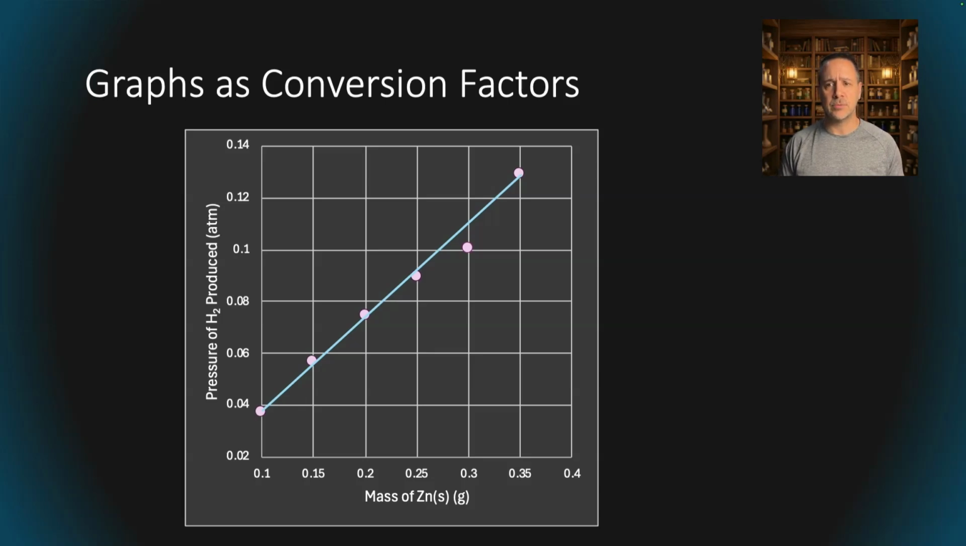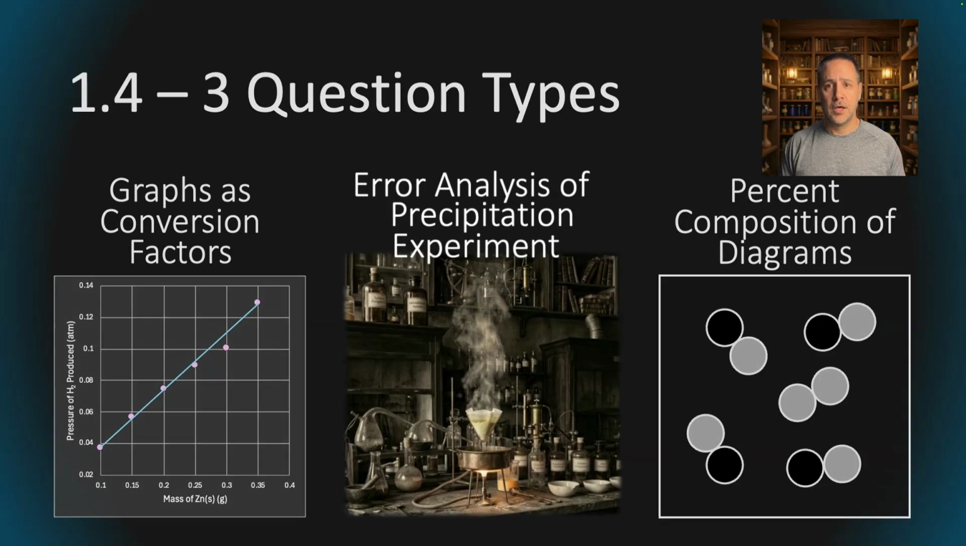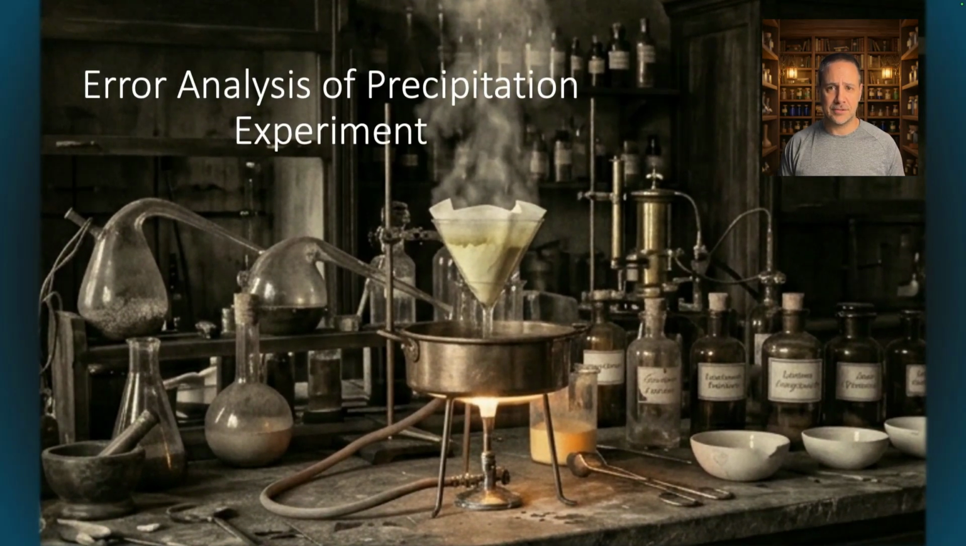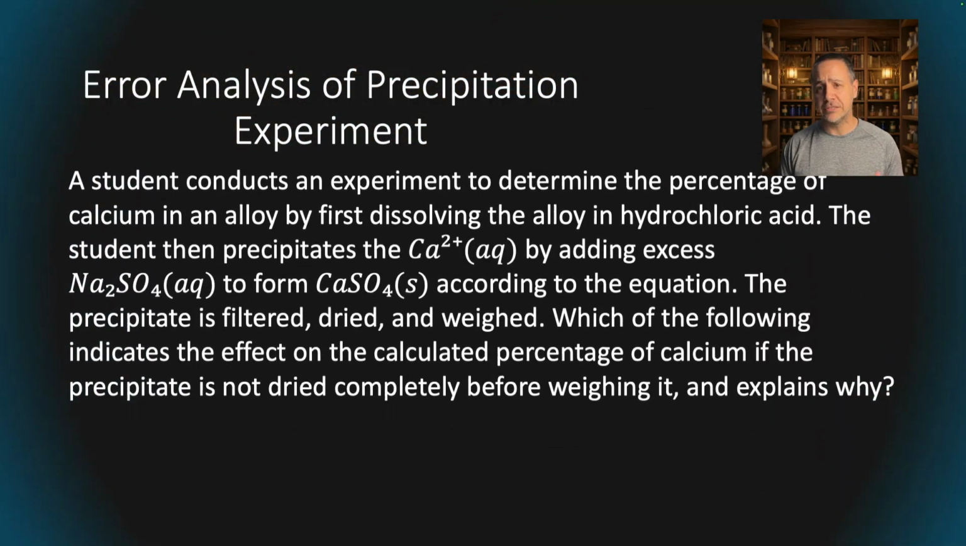Always consider the possible sources of error for any experiment. There are usually 2 to 3 of these that you'll need to explain in the free response section, and they're also likely to appear in the multiple choice. Which brings me to the next main question. Precipitation error analysis. Another really long question.